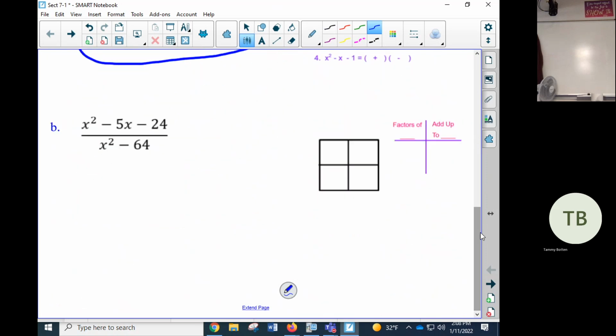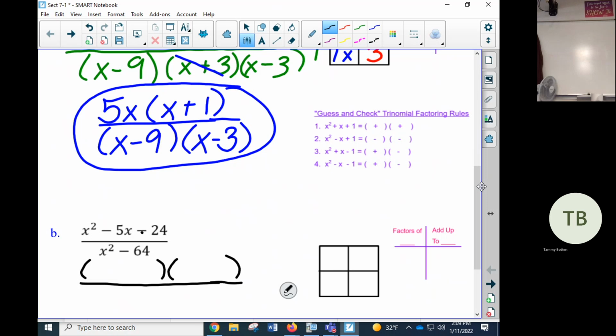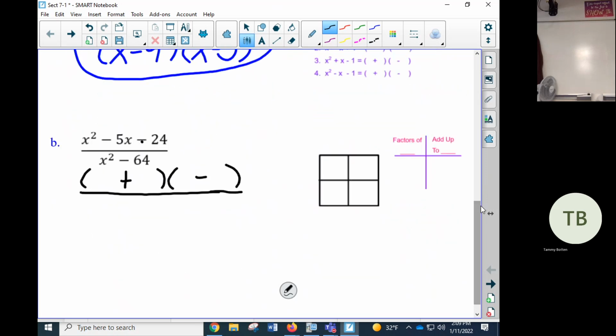All right, so let's look down at this one. And I have x squared minus 5x minus 24. That is trinomial factoring, okay? So let's go ahead and try to factor that. And if this is 2 negatives, you can look here, actually up here. If it's 2 negatives, what that tells us is one has to be plus and one has to be minus, okay? If it's x squared, that just tells me I get an x and an x.